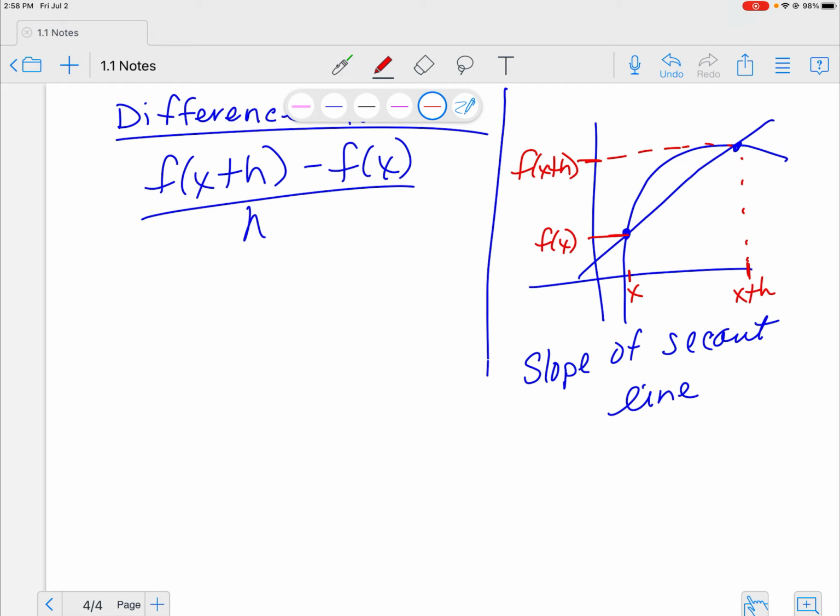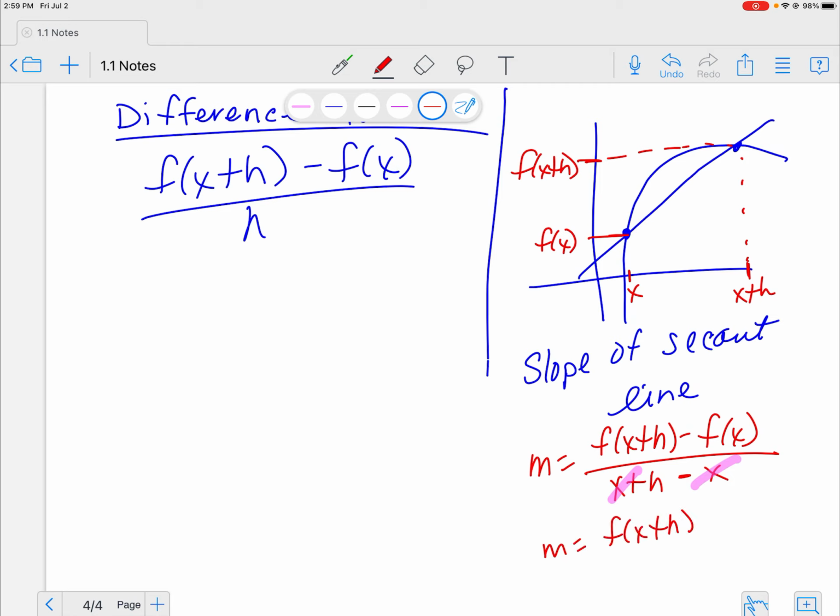So if you take your y's over the x's, my slope is f of x plus h minus f of x over, and then my run here is x plus h minus that x. Positive x and negative x cancel out. That's how you actually derive the difference quotient. I'm sure you went through that when you were in pre-calc or college algebra, whatever you took before this, the prereq to get in here. So you have that difference quotient.